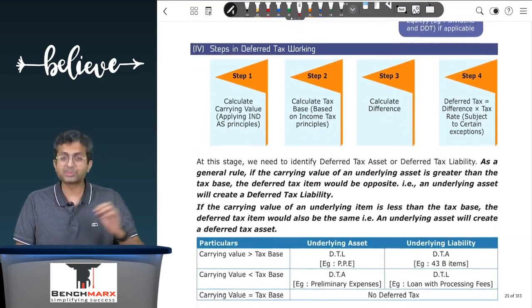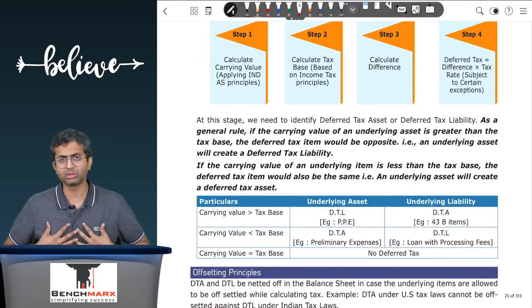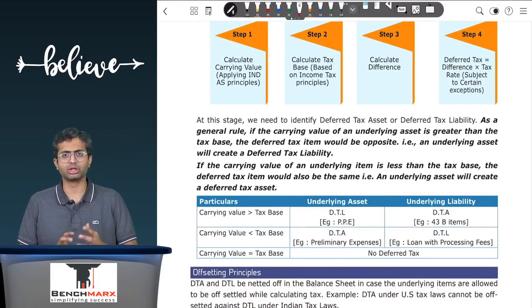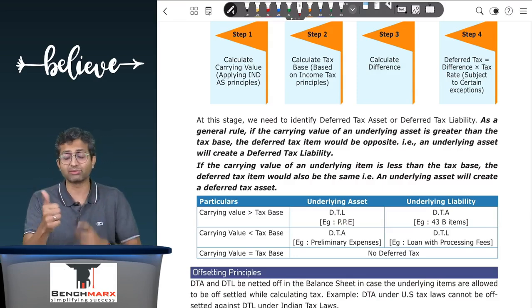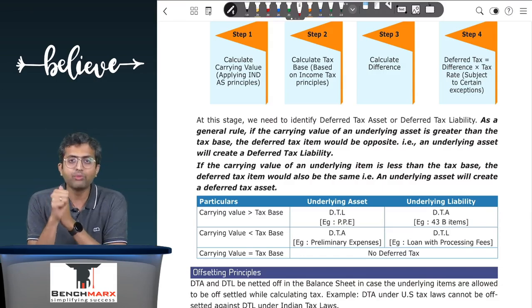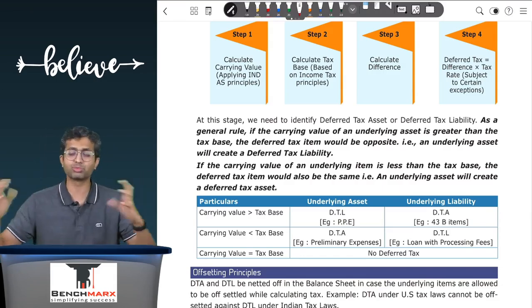Okay, steps in deferred tax working. This is the most important working in my understanding of this entire chapter. If you want to calculate deferred tax, then the steps that you need to follow: step number 1, calculate carrying value. Carrying value is the value as per Ind AS. Over here you have to apply all your Ind AS principles and then find the carrying value.